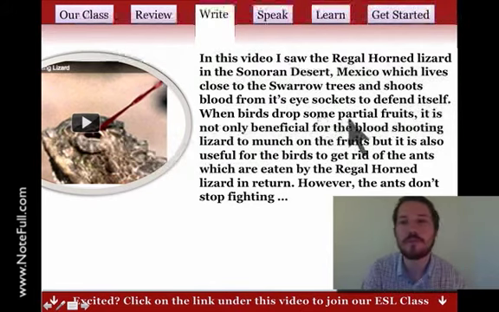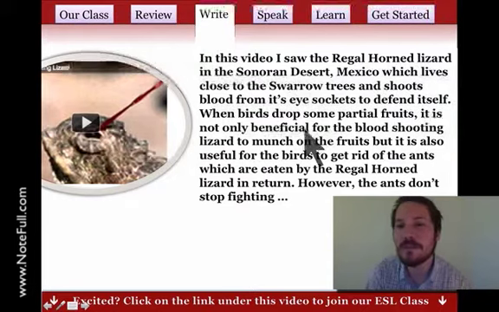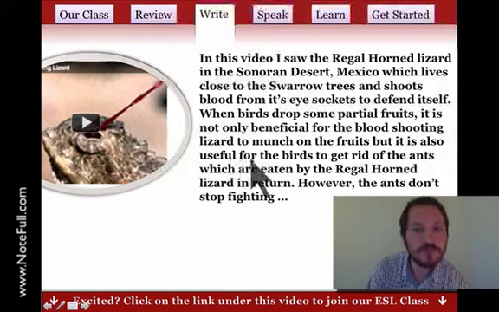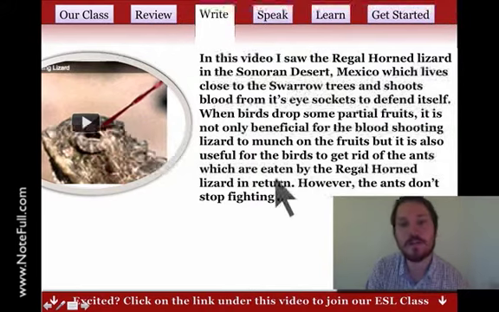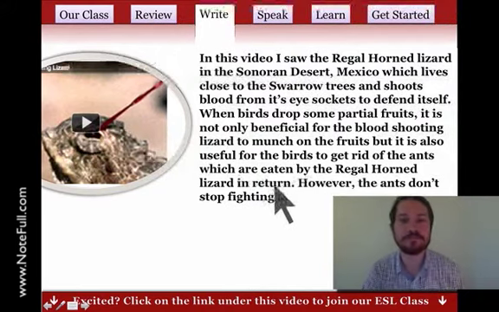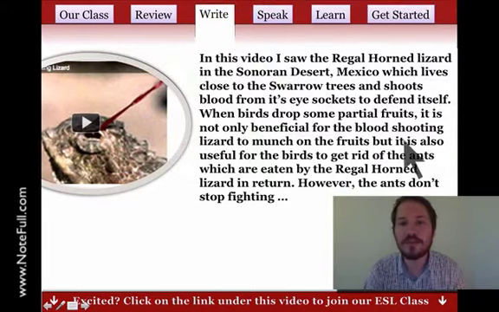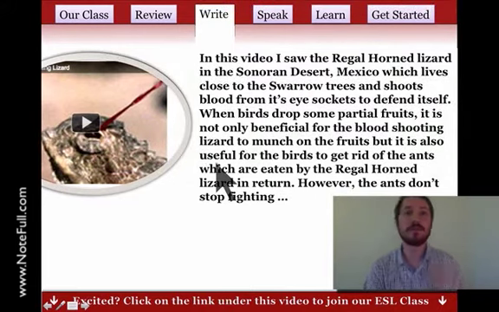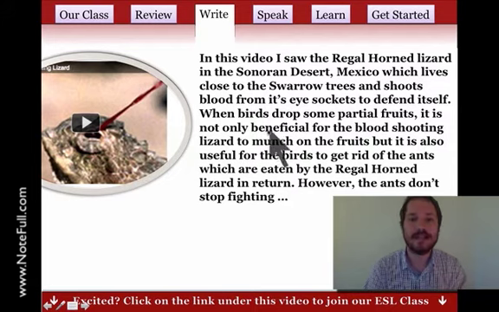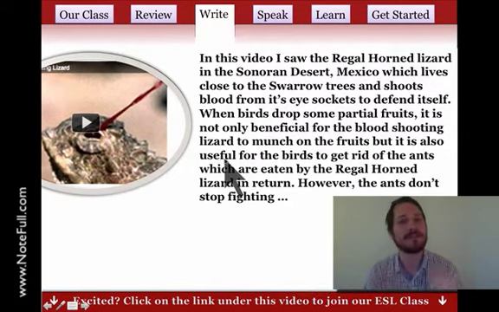When birds drop some partial fruits, it's not only beneficial for the blood-shooting lizard to munch on the fruits, but it's also useful for the birds to get rid of the ants, which are eaten by the regal horned lizard in return. And this student used a great correlating conjunction, right, which was not only beneficial, but also useful. And it was great because this student used an adjective here, beneficial, and an adjective here, useful. And so those are matching, right?